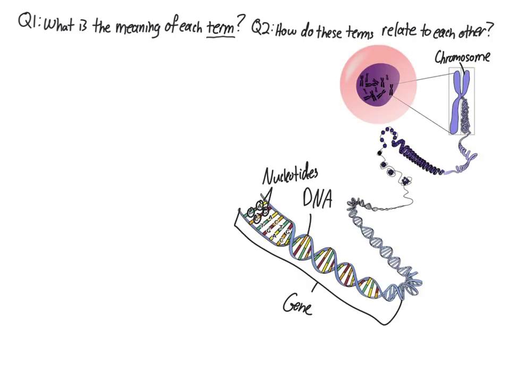Okay, to review, a gene is a length of DNA that encodes a protein, and DNA is made up of 4 different types of nucleotides, T, A, G, and C. And DNA is packaged through various means into a chromosome. So now we can start to relate these terms to each other, and we'll start with DNA.